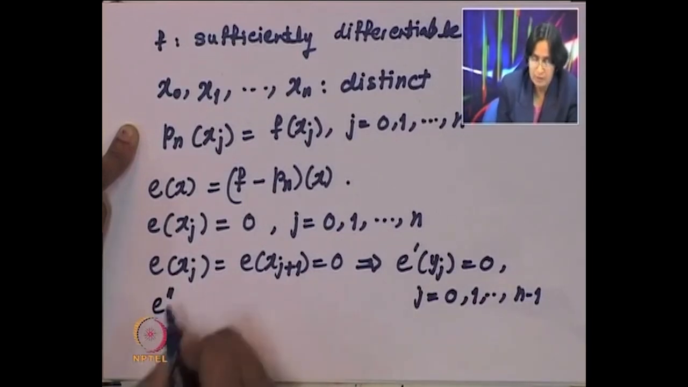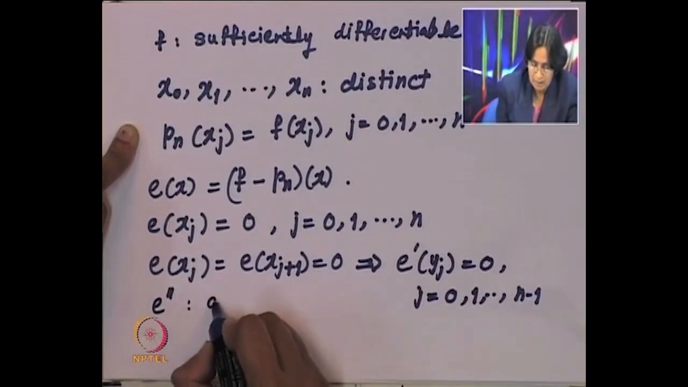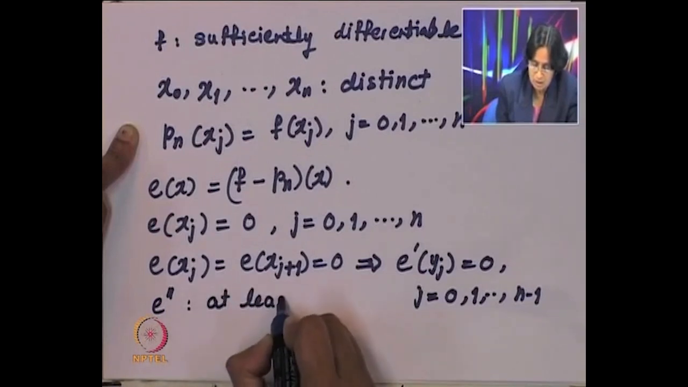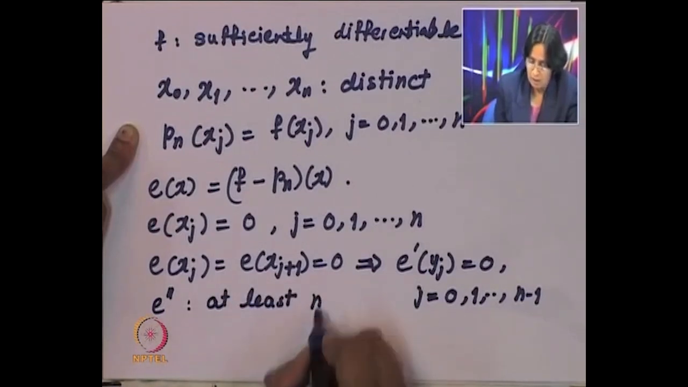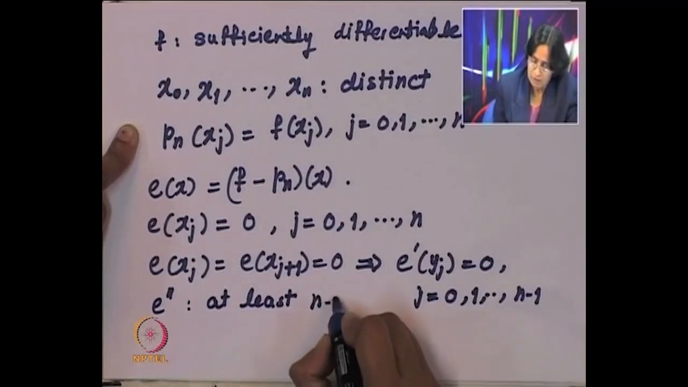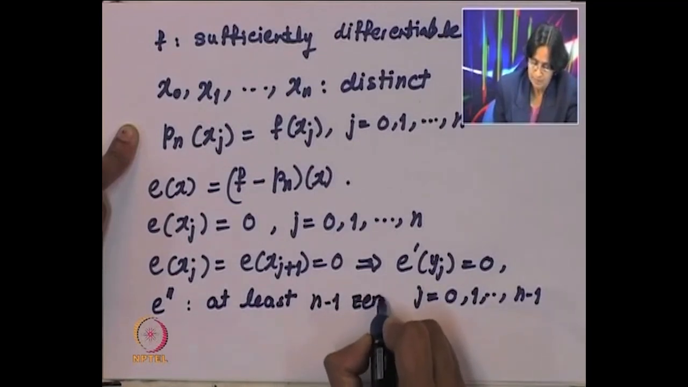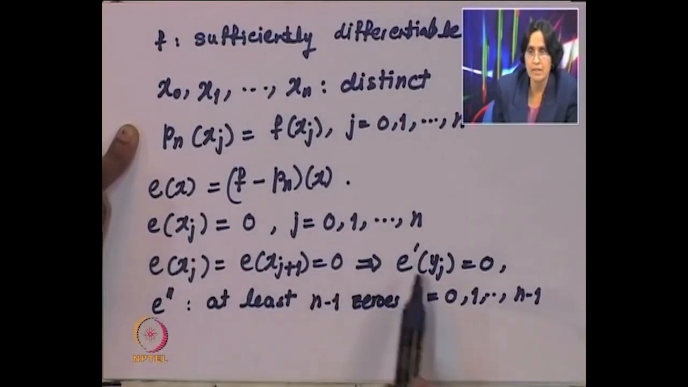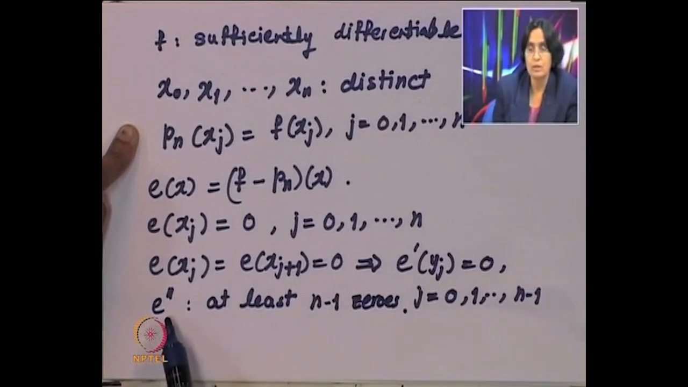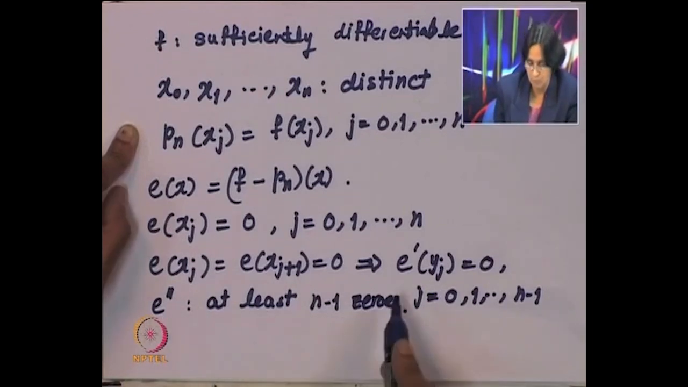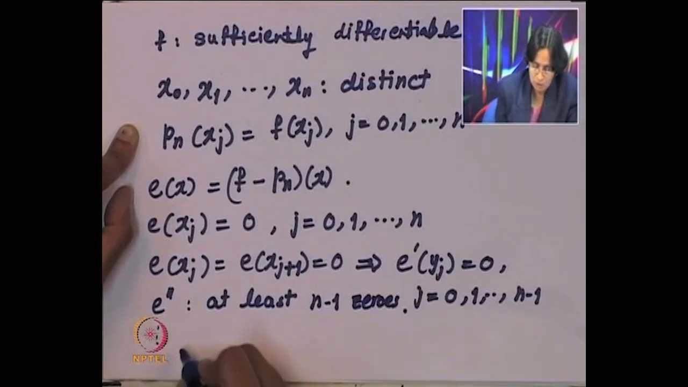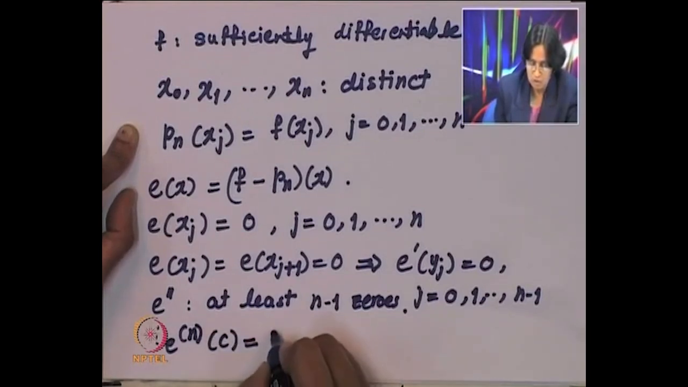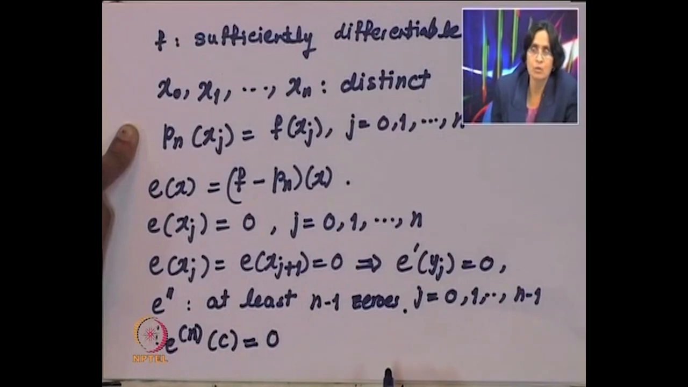which will mean that e double dash will have at least n minus 1 zeros. e has at least n plus 1 zeros, e dash has at least n zeros. So, e double dash will have at least n minus 1 zeros, and when you continue the argument, e n will have at least 1 zero. So, suppose e n at c is equal to 0 for some c.